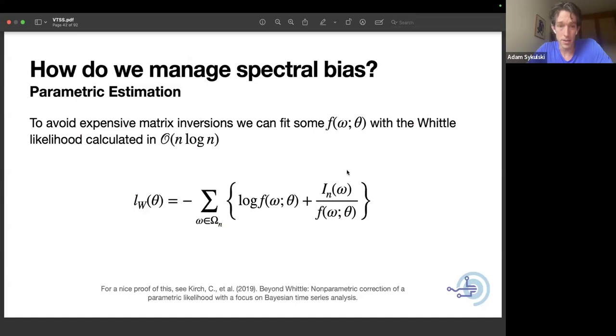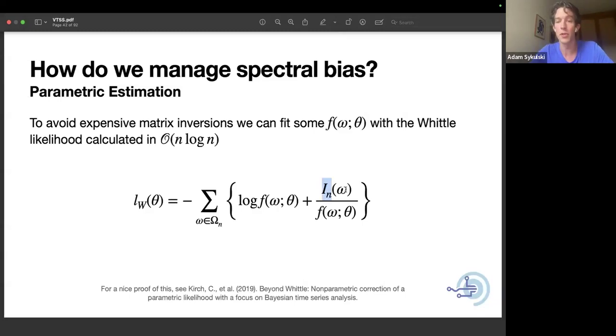So how do we manage spectral bias? Well, in a parametric setting, to avoid expensive matrix inversions, we can fit some spectral density that is modeled with some parameter theta with something called the Whittle likelihood. And we can do this in order n log n operations by using the periodogram. This is the periodogram here, in omega. And this form here, LW, is an approximation to the true maximum likelihood using something called the Whittle likelihood. And it's very popular because of its computational efficiency.